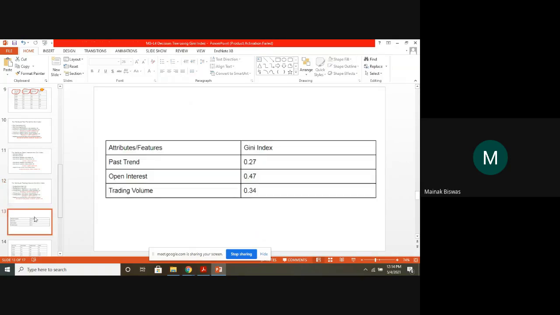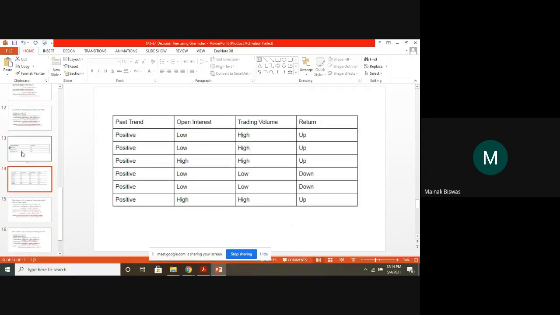So there we found the average weighted Gini index for the three attributes, that is past trend, open interest, and trading volume, as 0.27, 0.47, and 0.34. We select this one, the minimum. That means it represents the more pure one.